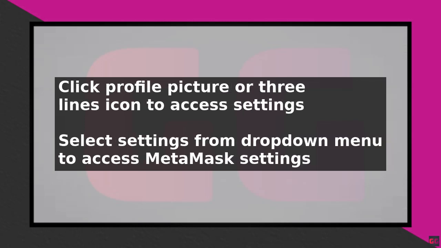To make MetaMask truly full screen, you need to access the MetaMask settings. To do this, click on the profile picture or the three lines icon in the top right corner of the pop-up window. Then select Settings from the drop-down menu.